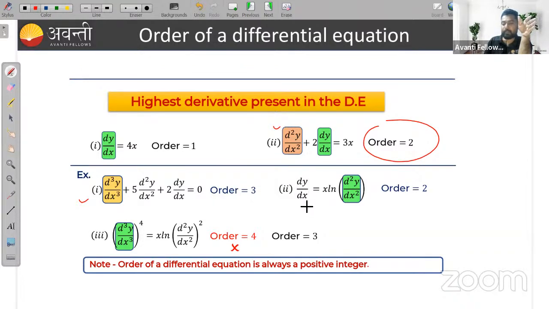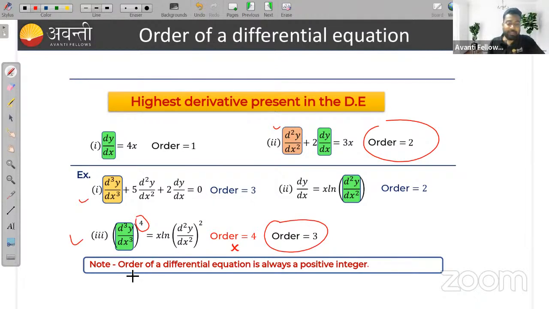In this case, dy by dx is equal to x into ln of d square y by dx square. So the order is 2 here also, because d square y by dx square is present. Is that clear? In the third example, you can observe the order is 3, because the highest order derivative is 3 here, not 4, because 4 is the power of the highest order derivative. That's why the order is 3.